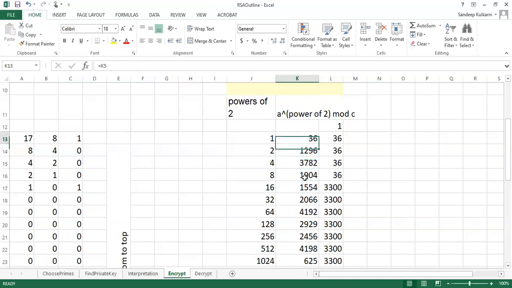Now, the next part is figuring out which powers of 2 we should care for and which powers we shouldn't. So we should care for 36 to the power 1, and that's because I have a 1 here. So that's why I'm going to take the relevant powers. If the number in this cell happens to be 1, I'm going to take the corresponding power. Otherwise, I'm going to ignore it and just keep the previous number. So in this case, I take 36. Now I don't use 36 square because I don't need it.